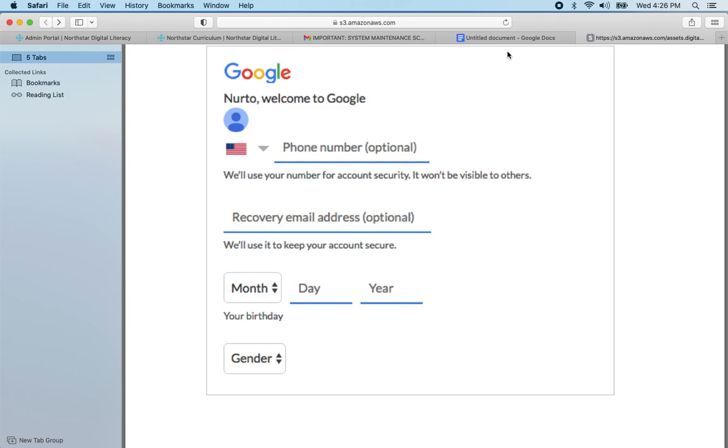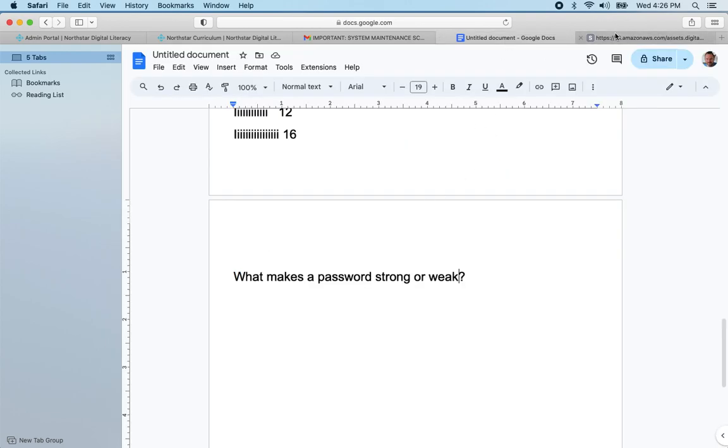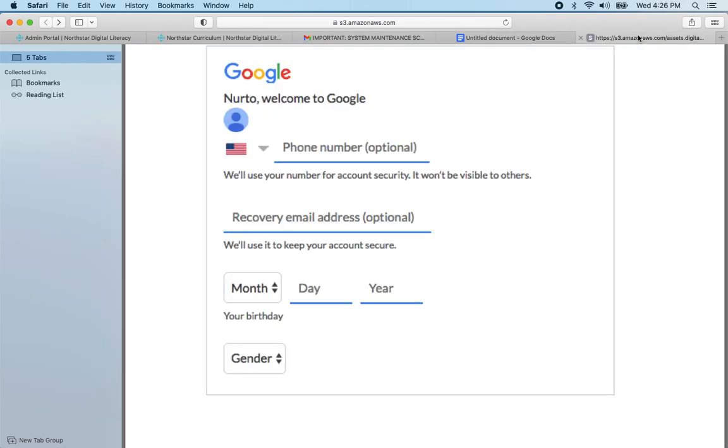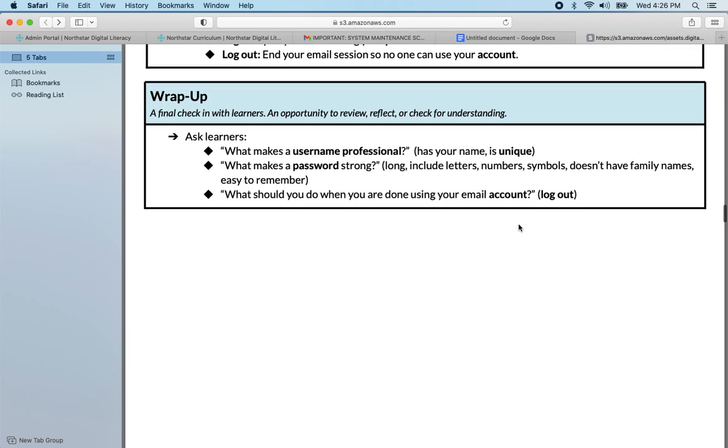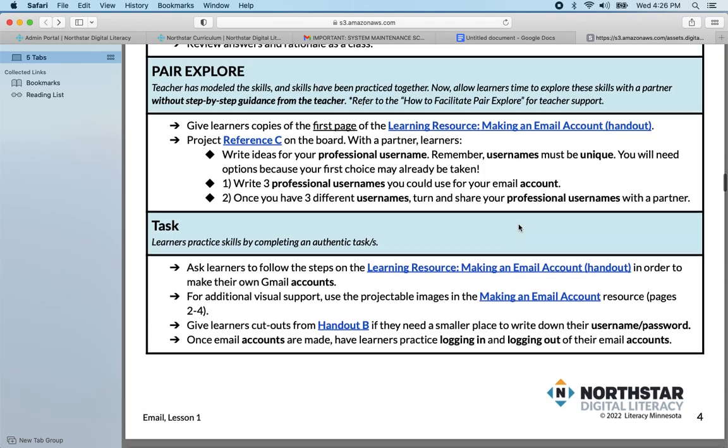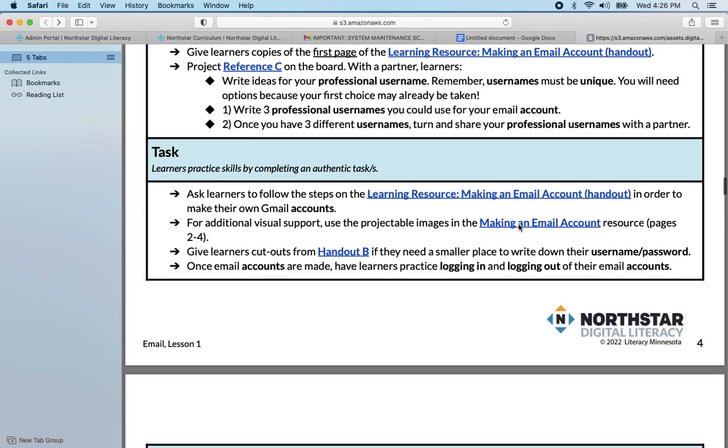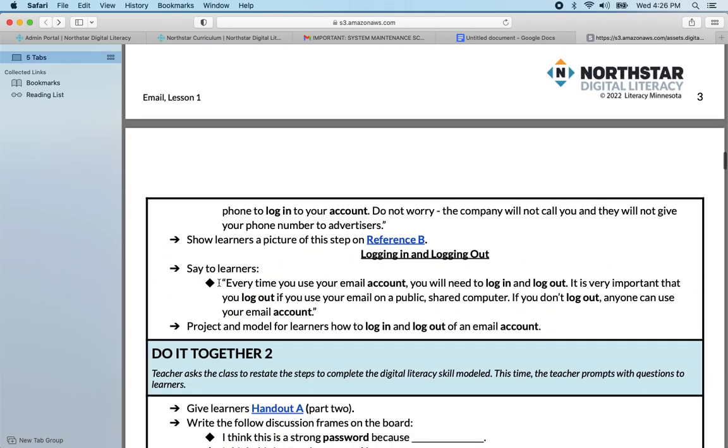And remember, let me move back up to page 4. Every time you use your email account, you need to log in and log out. It is very important for you to log out if you use your email on a public shared computer. If you don't log out, anyone can use your email account. Also make sure they don't save your email and password.